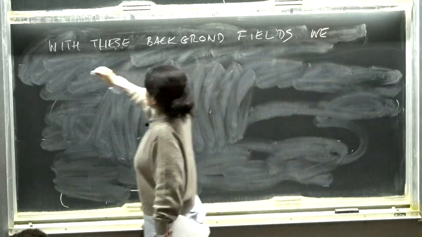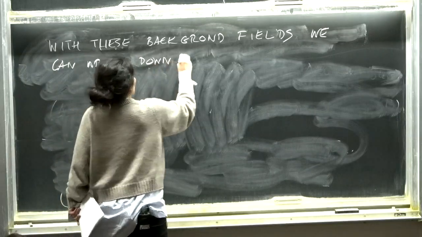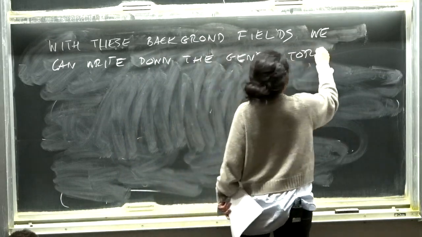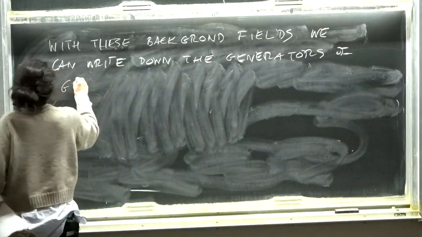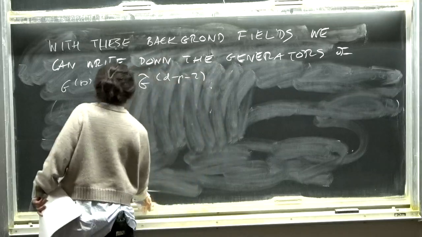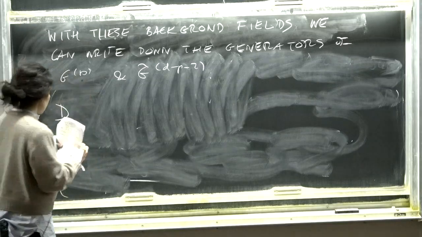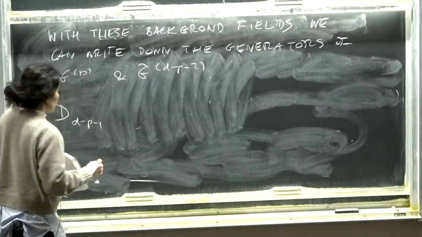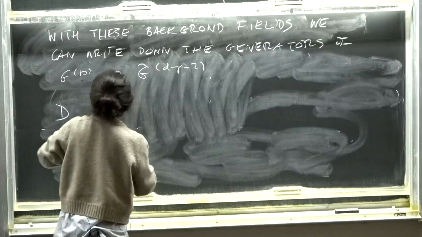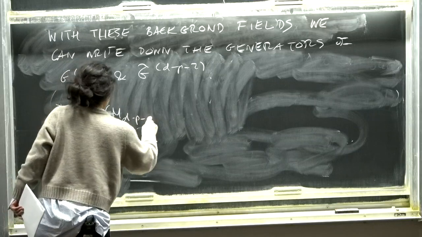we can write down the generators of both the G^(P) and its dual G hat^(D minus P minus 2). Namely, for the P-form symmetry, these need to be D minus P minus 1 dimensional defects. And those are precisely the backgrounds for this dual symmetry. So let's call these, of some manifold M, D minus P minus 1.